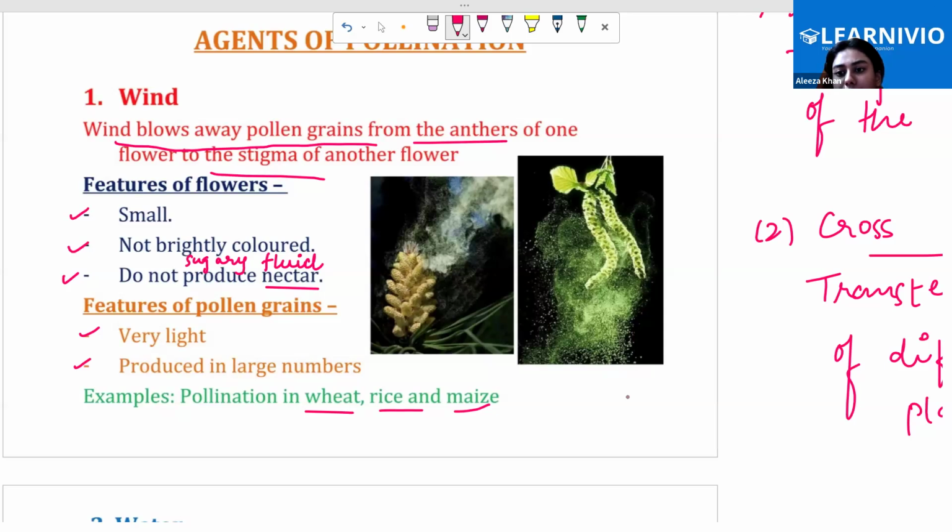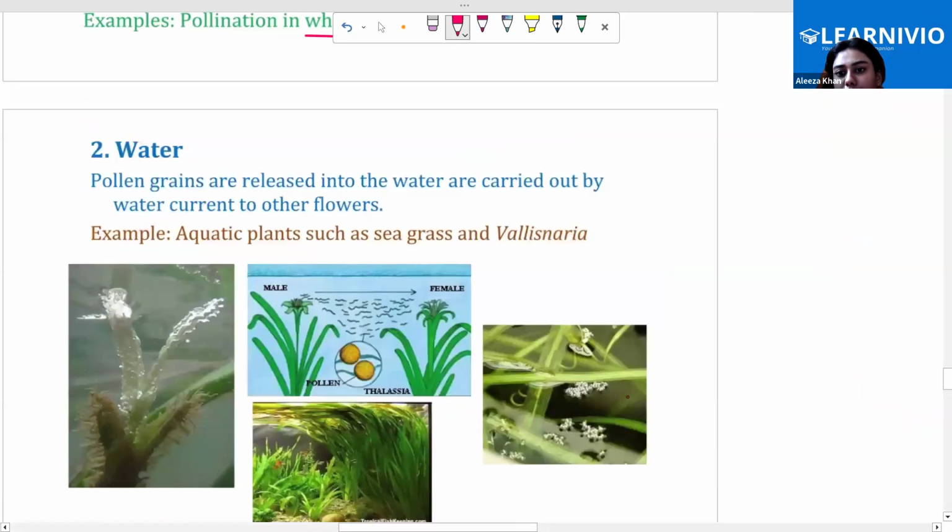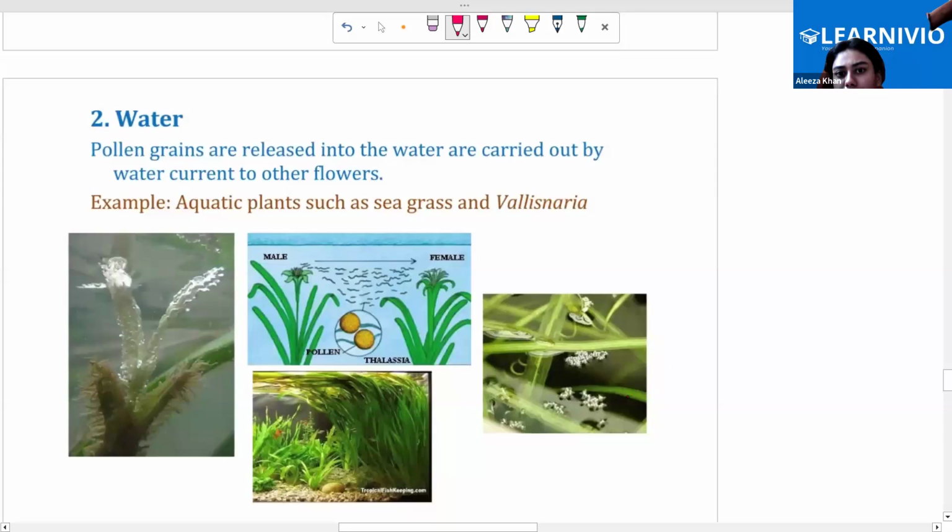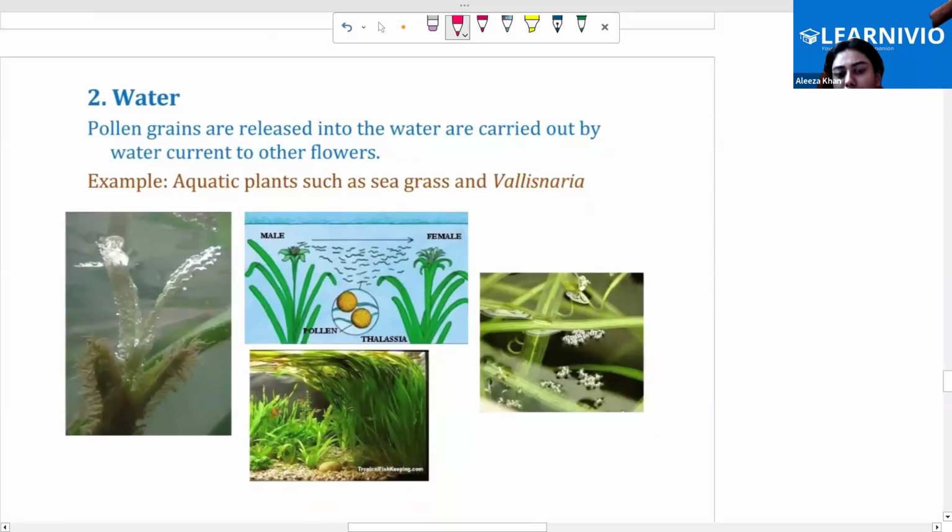Yes, Shreya. Have you written the examples also? Yes, ma'am. Okay, so how are the pollen grains carried in the water? Ma'am, through the plants which grow in water. Okay, so for that you would require the aquatic plants. So what happens in this case? The pollen grains are released.